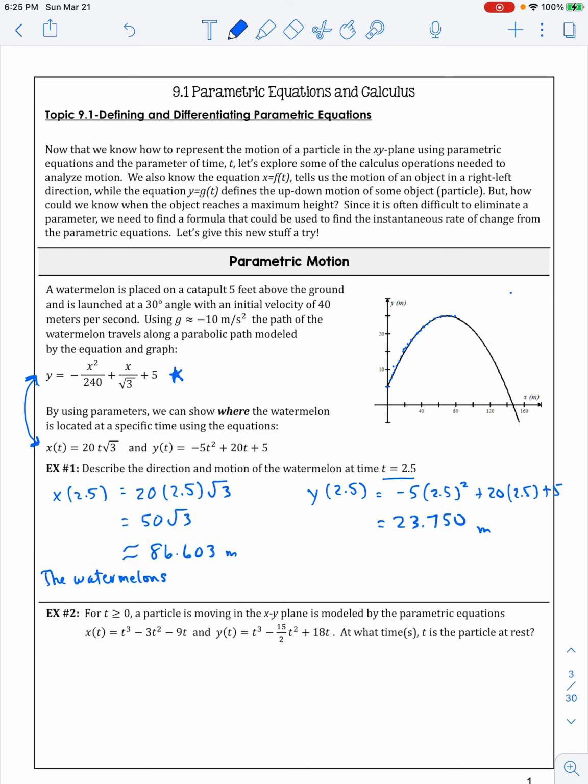So the watermelon travels 86.603 meters. And we're going to assume that right is positive and up is positive, to the right, and 23.75 meters up.